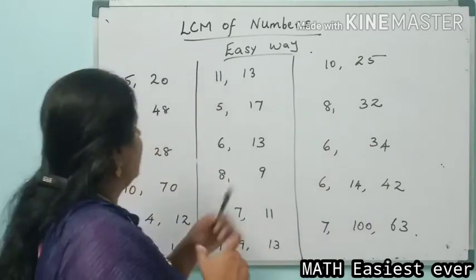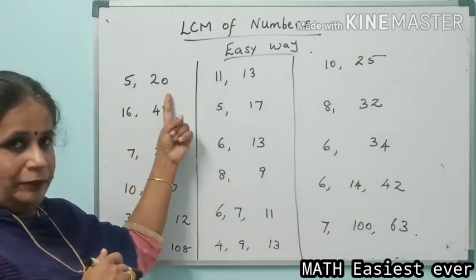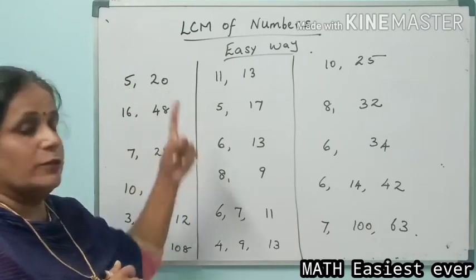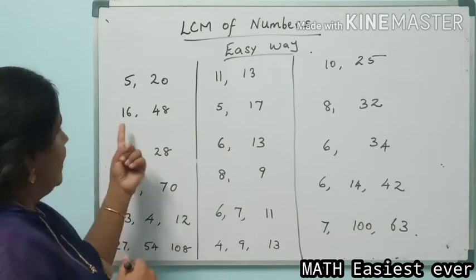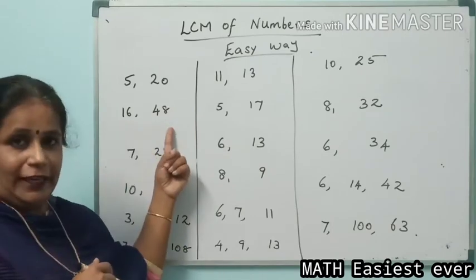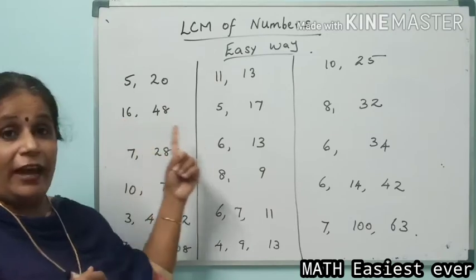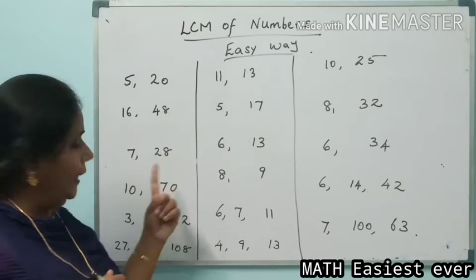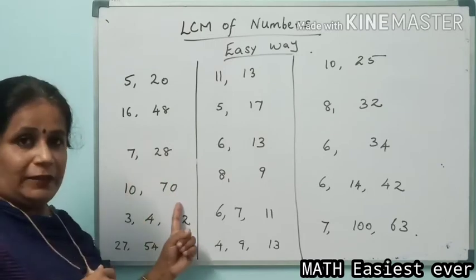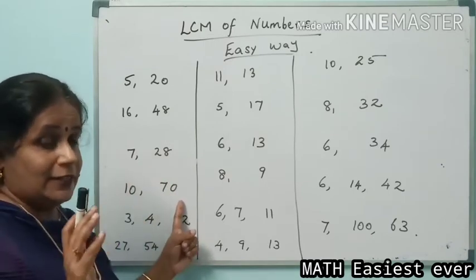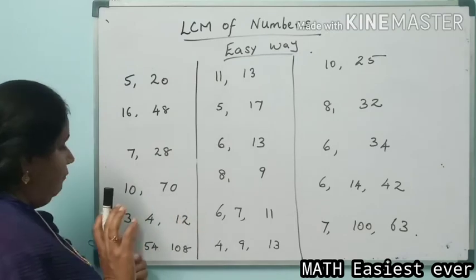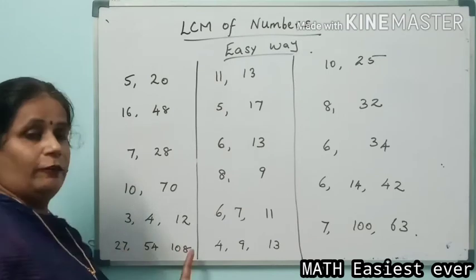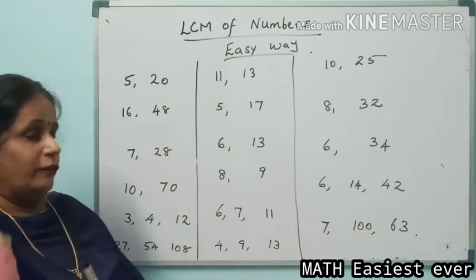First type: 5 and 20. 5 divides 20 completely, isn't it? 5 fours are 20. Then 16 divides 48 completely. 16 is a factor of 48. Then 7 divides 28 completely. 10 divides 70 completely. Completely means it doesn't give any remainder. Then 3, 4 and 12 we have. I'll tell you how to do it again. 27, 54 and 108. Let's go for the first.